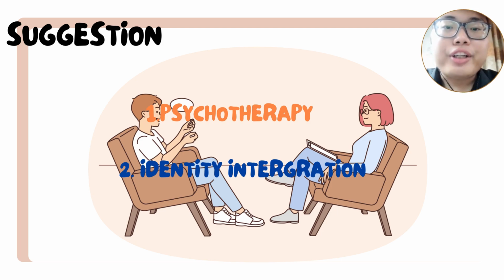Now, this part is talking about the suggestions to overcome this problem. Eve suffers from dissociative identity disorder, which is characterized by two or more distinct identities that take control of her behavior. The primary treatment for DID is psychotherapy, particularly cognitive behavior therapy, which stands for CBT, which helps patients identify triggers, manage and control their emotions, and replace negative thoughts with constructive ones.